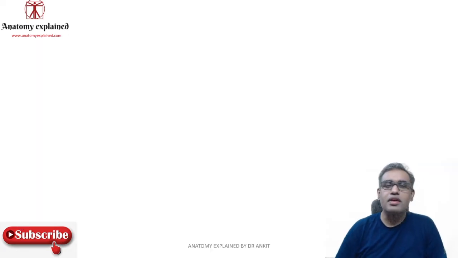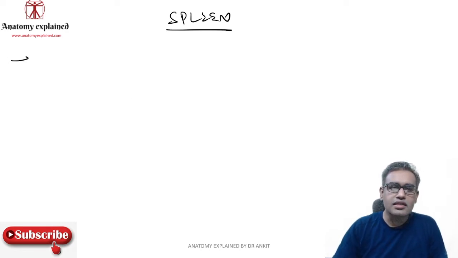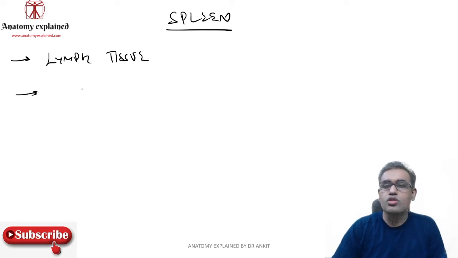So let us come to the topic, that is our spleen. A few basic things about the spleen before going to the main anatomy part. It is the single largest aggregation of lymph tissue in the body. Where is it located? It is located in the abdomen, in the left hypochondrium region of the abdomen.